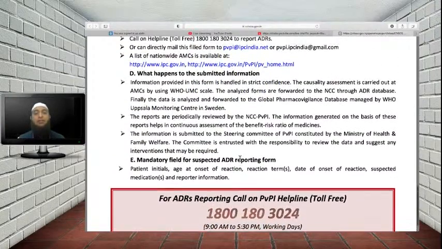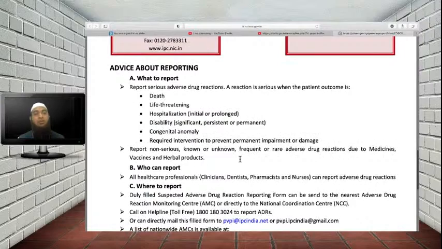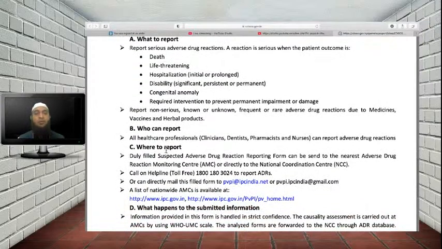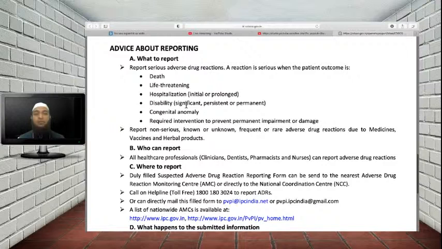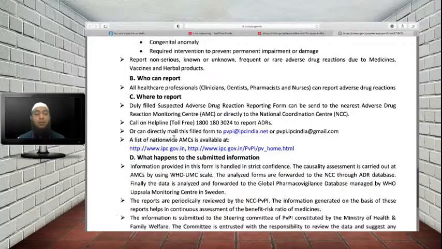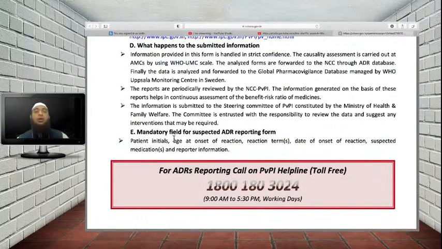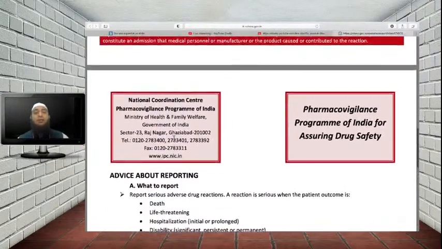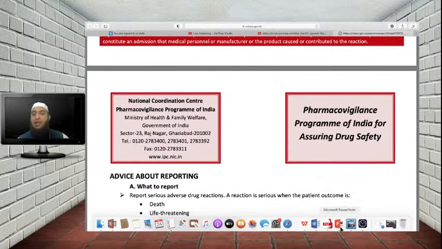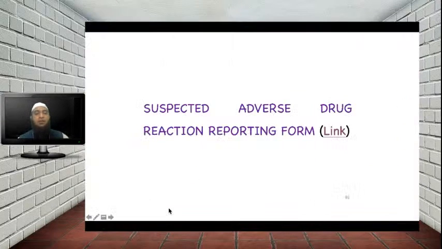I will be sharing this form in detail with you, where they have also mentioned who can report, where to report, and what to report. Sometimes as a pharmacist or as a physician, you are confused about what type of ADRs are to be reported, and up to what extent of severity they can be reported. That is also given in the form. I will be sharing this form with you, maybe giving the link in the description box, so you can go through it in detail and get an idea about how these ADRs can be reported. Okay, so this is about the method or way of reporting adverse drug reactions.